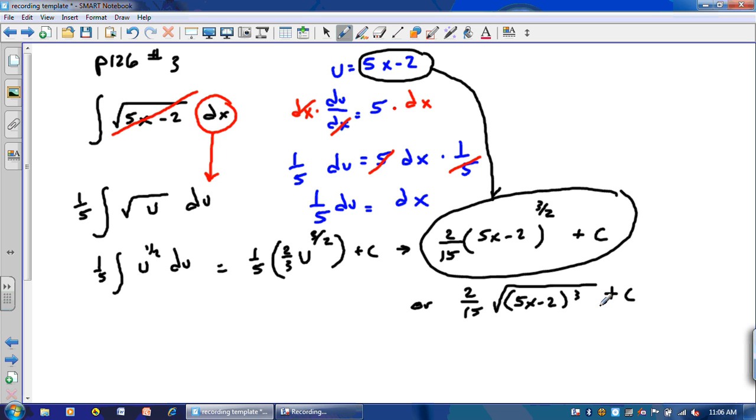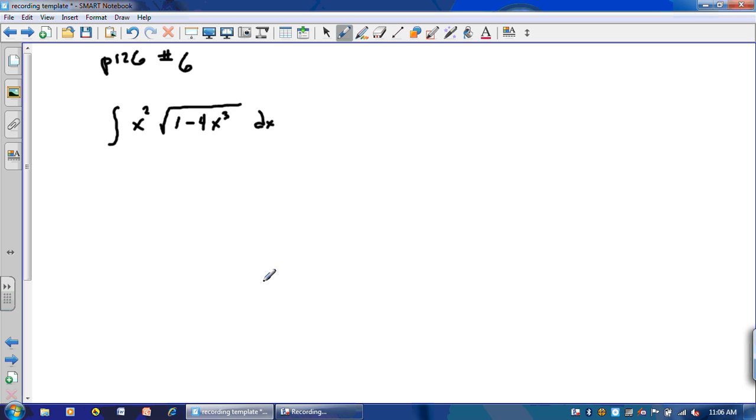Now you should go through the process of checking this by differentiating. If you differentiate this function using the chain rule, you'll find that we end up with the square root of 5x minus 2. Okay, let's do another problem. Number 6 on the same page.